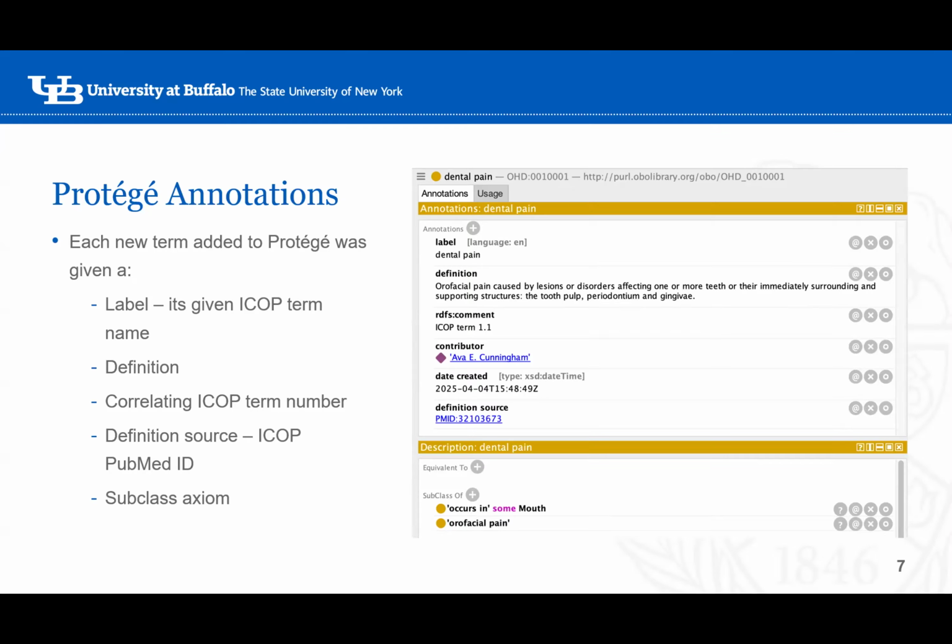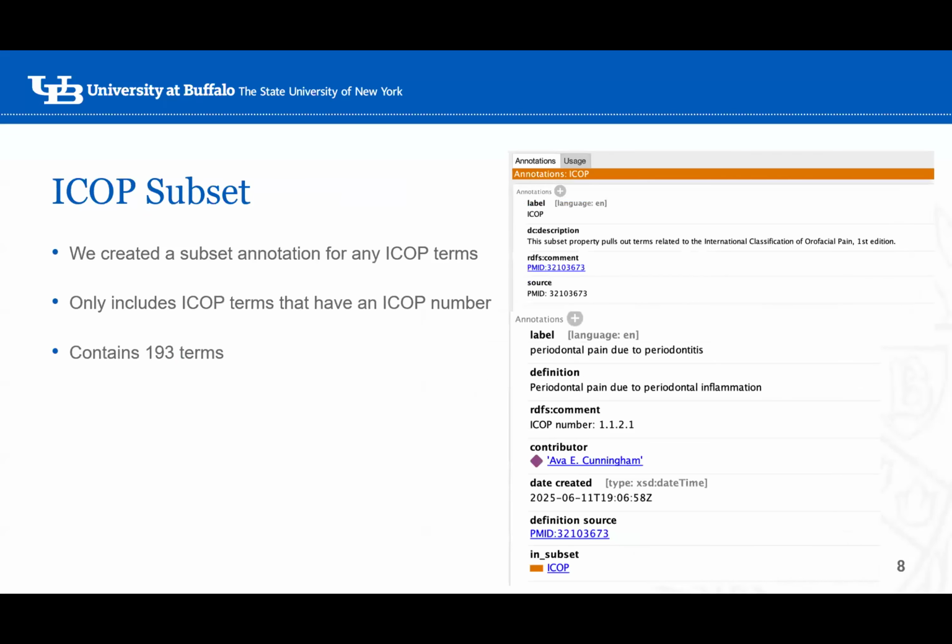Working in Protégé, we added each term. We used its label, its definition that I created off of the spreadsheet, its correlating ICOP term number, a source ID, which is just the ICOP PubMed, and a subclass axiom. One of the final steps we took within Protégé was creating an ICOP subset, but we limited this to only terms that had an ICOP term number, so none of the contributing factors, and this had about 193 terms.